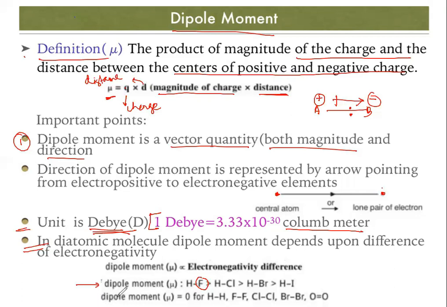Now, for homonuclear diatomic molecules, remember, the dipole moment is 0. Examples are H2, F2, Cl2, Br2 and O2. For all of these, the dipole moment is 0, remember. Now I'm going to tell you about polar and non-polar. If the dipole moment is 0, then we say it is non-polar. If the dipole moment is non-zero, it is a polar molecule.